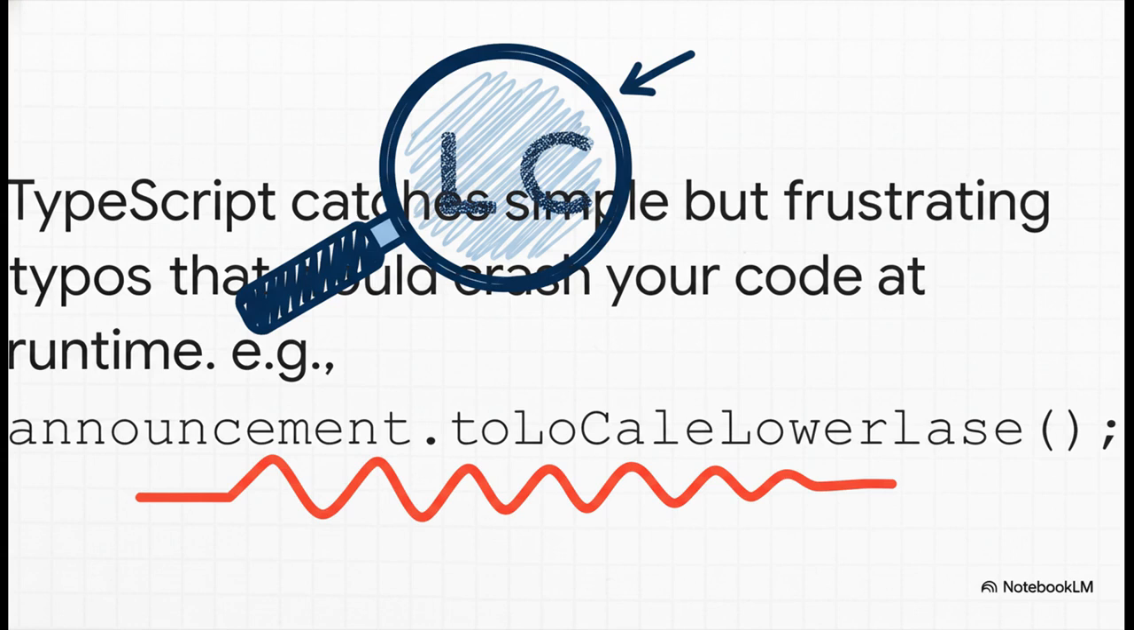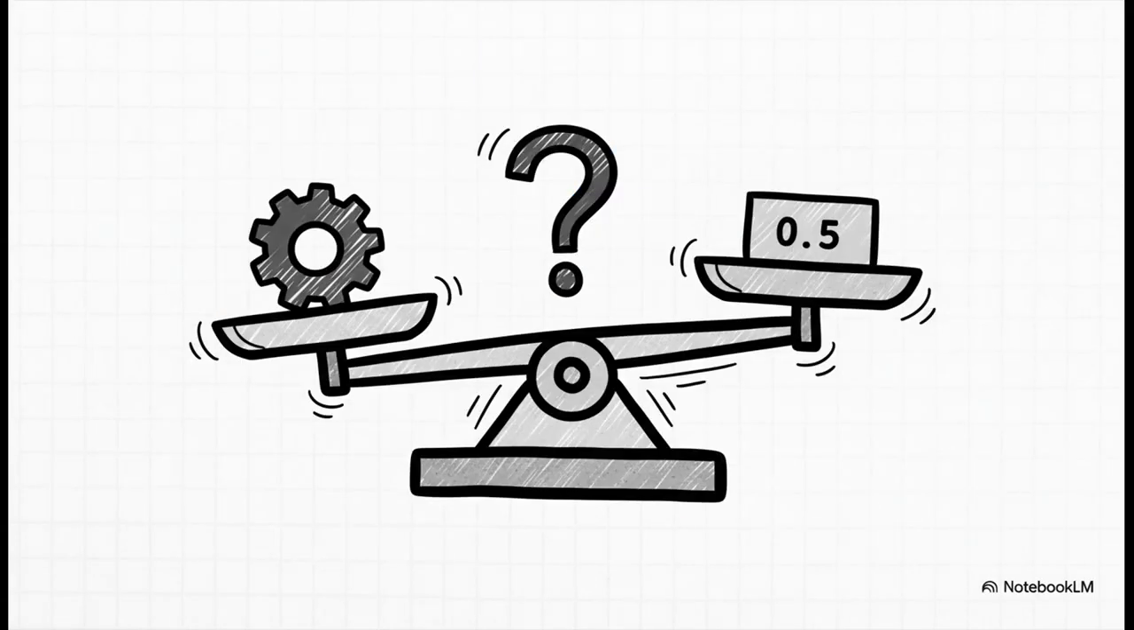It's misspelled. JavaScript would just crash at runtime. TypeScript highlights it for you instantly. It also finds these weird logical errors. In this case, the developer completely forgot to call math.random with parentheses, so they're comparing the function itself to a number, which just makes no sense. TypeScript spots that impossible comparison right away.